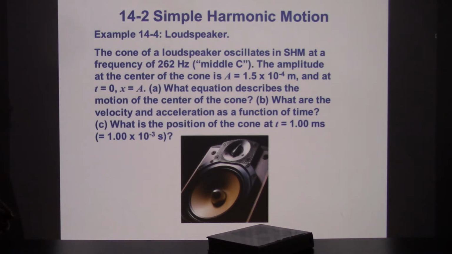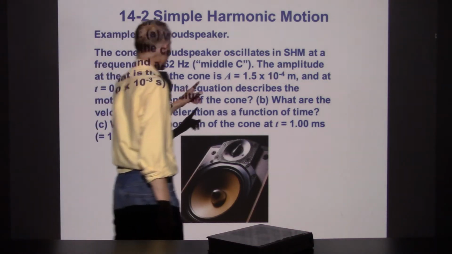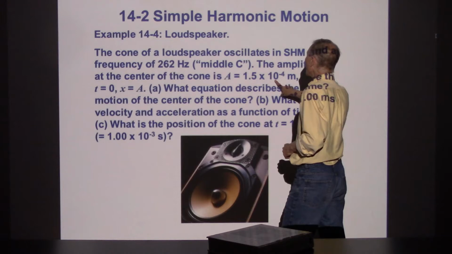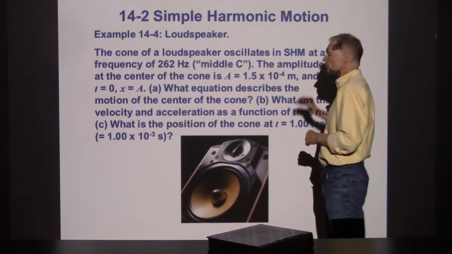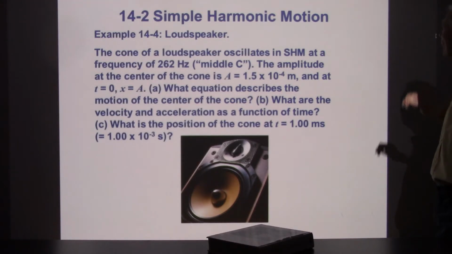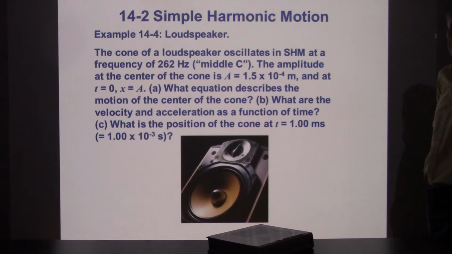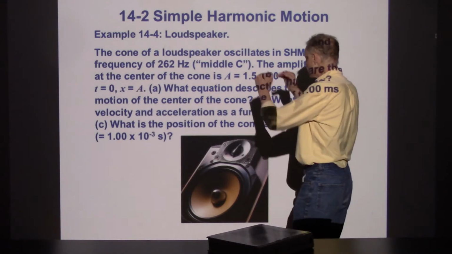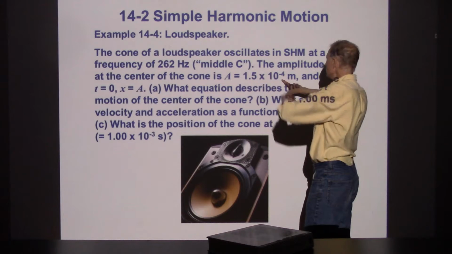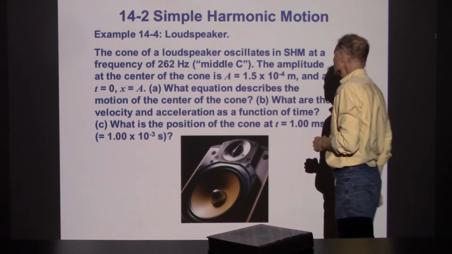The amplitude of these oscillations is tiny. So the amplitude here is 1.5 times 10 to the minus 4. Now, when we get to the chapter on sound, you'll see that a displacement of 1.5 times 10 to the minus 4 meters is enormous. This is going to be a really, really loud sound. Stand back away from the speaker. So this diaphragm is oscillating back and forth 262 times a second at this amplitude.